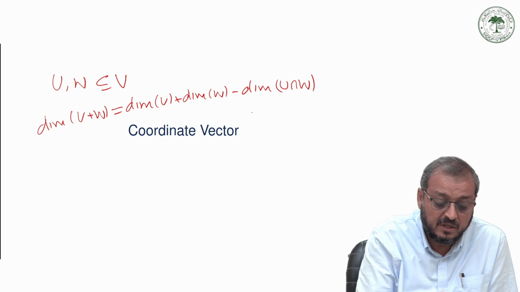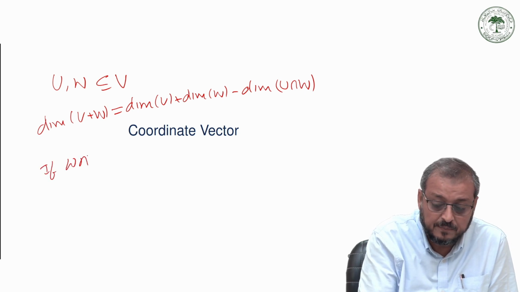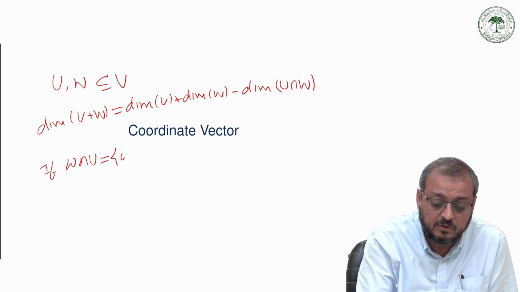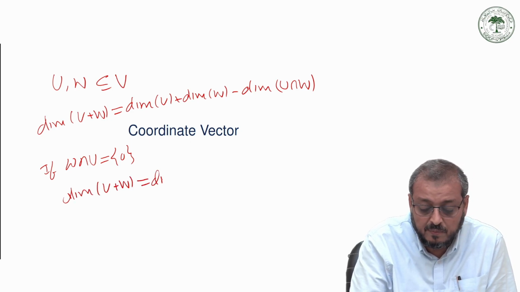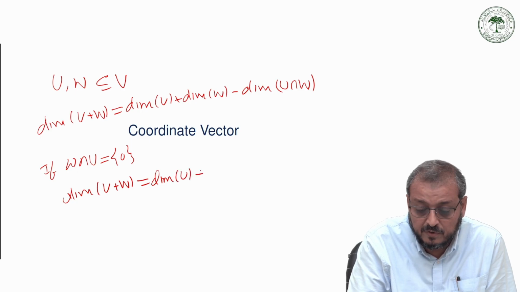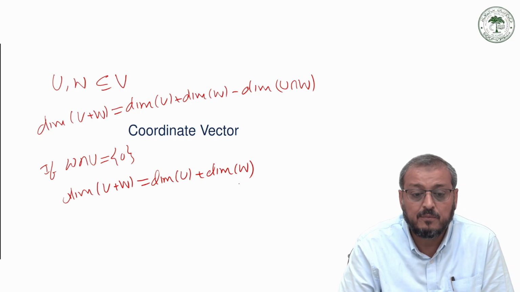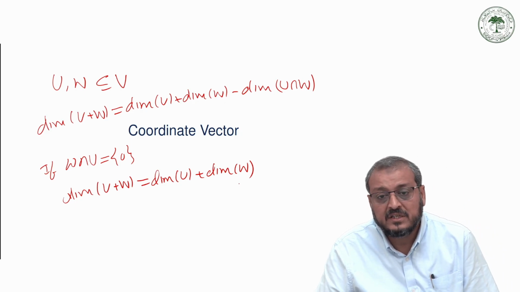And we also checked that if U intersection W is equal to the zero subspace, then simply the dimension of U plus W is equal to the dimension of U plus the dimension of W. And then we discussed some examples.